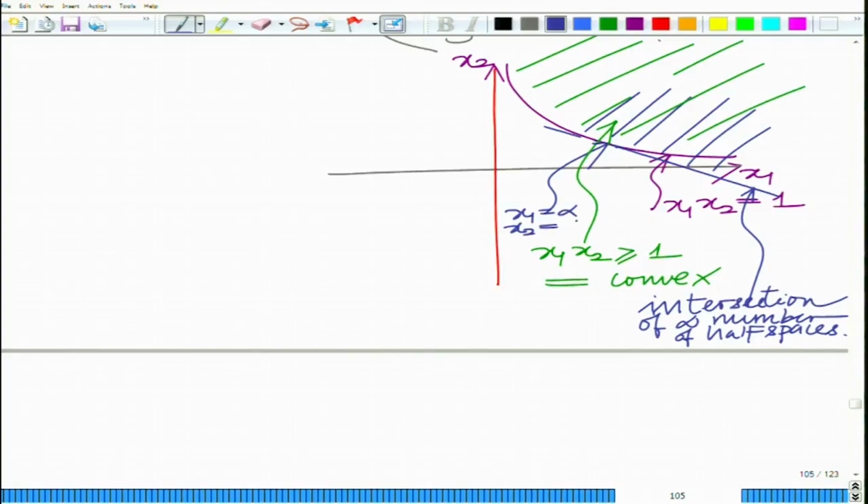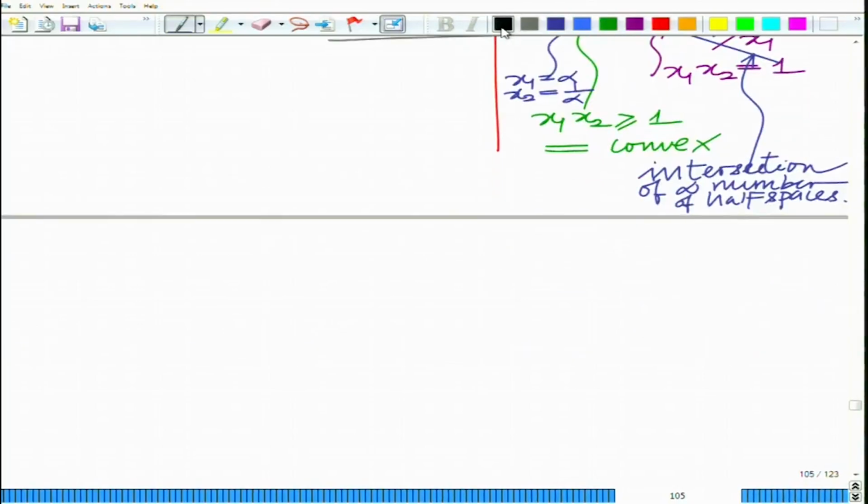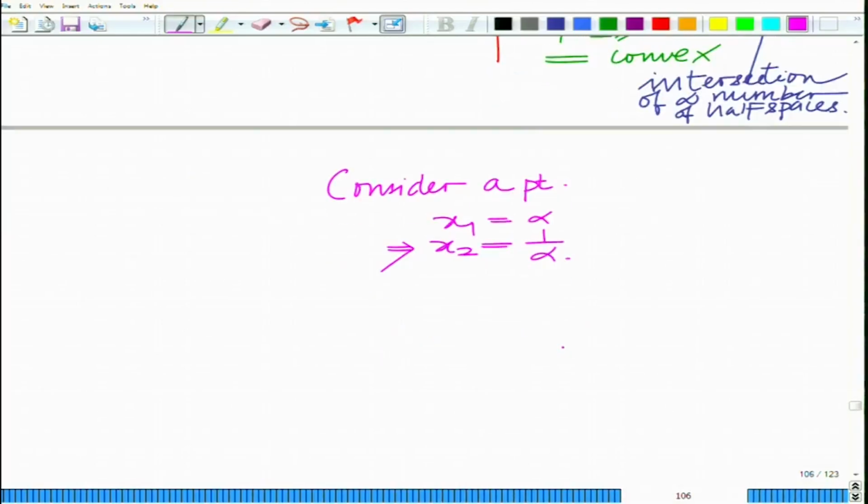implies x1 x2 equal to 1. So, let us start with this. Consider a point x1 equals alpha, this implies x2 equals 1 over alpha, since x1 into x2 equals 1. So, we consider this point alpha comma 1 over alpha with alpha greater than 0.